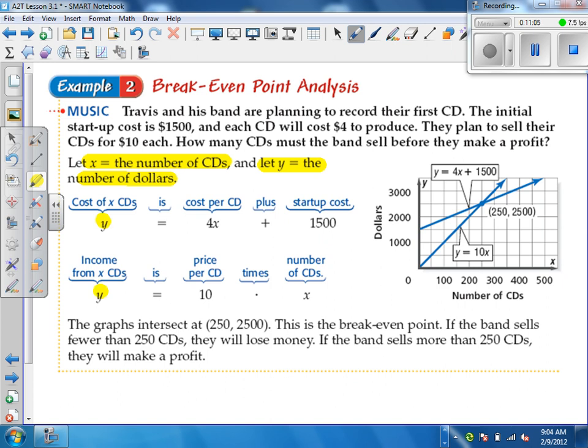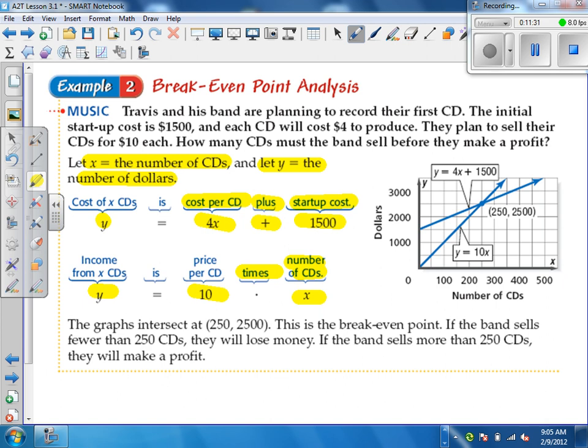The cost, it's $4 per CD, so that's $4 times X CDs, plus the startup cost, which is $1,500. So it's 4x plus $1,500. For the income, they're going to sell them for $10 each, so that's why the income is going to be $10 multiplied by how many CDs you sell, so it's 10x. If you have those two equations, they've graphed them.